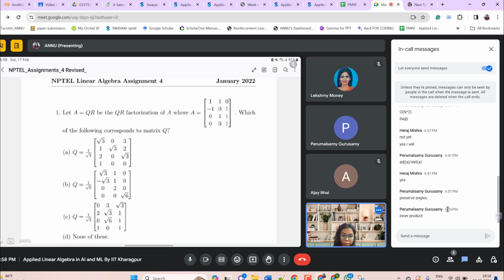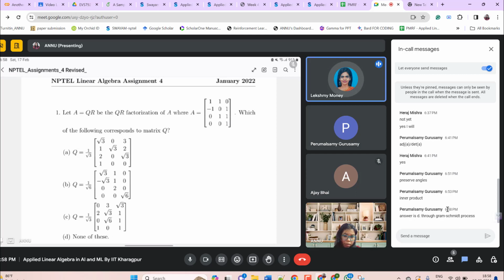Any idea, any clue? Through Gram-Schmidt. Use Gram-Schmidt optimization. Okay. Answer is D. How to use Gram-Schmidt? Can you tell me? A transpose A.